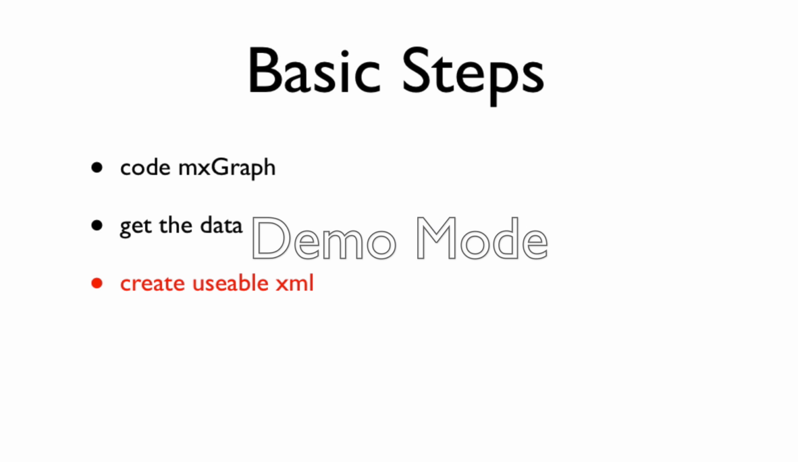This is going to happen in three basic simple steps. The first thing we need to do is to actually code the mxGraph to make it work right. Then we need to somehow get the data, which I'm not going to spend a lot of time on because that's going to be very specific to how your data is stored and how you can get the data from where it is stored. And perhaps most importantly is to convert that data into usable XML. So let's get to it.